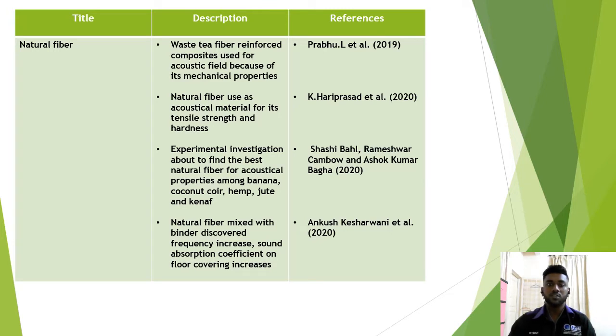Some use natural fiber for acoustic properties, like banana, coconut coir, hemp, jute and canna for their research purposes. Mainly, most of the researchers use binder to increase sound absorption efficiency, or other researchers use some kind of parameter like density and thickness to find out the sound absorption efficiency.